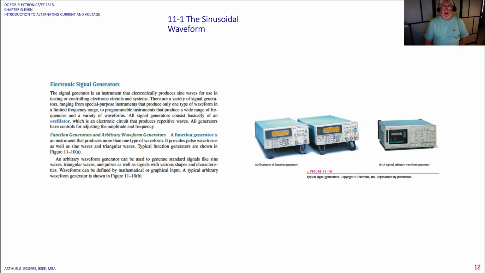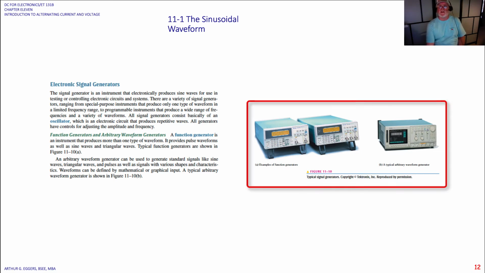So with much of your lab work, you'll be creating and generating AC, alternating currents and voltages using an electronic signal generator. So you can see here in the diagrams we have function generators and a typical waveform generator. There are several choices and variations in your labs where you'll get to connect to a function generator or a signal generator and create the sinusoidal outputs that you need for those types of products.